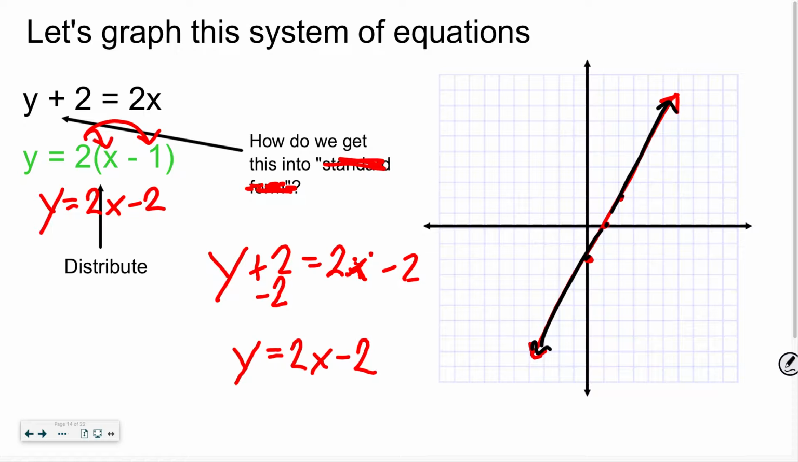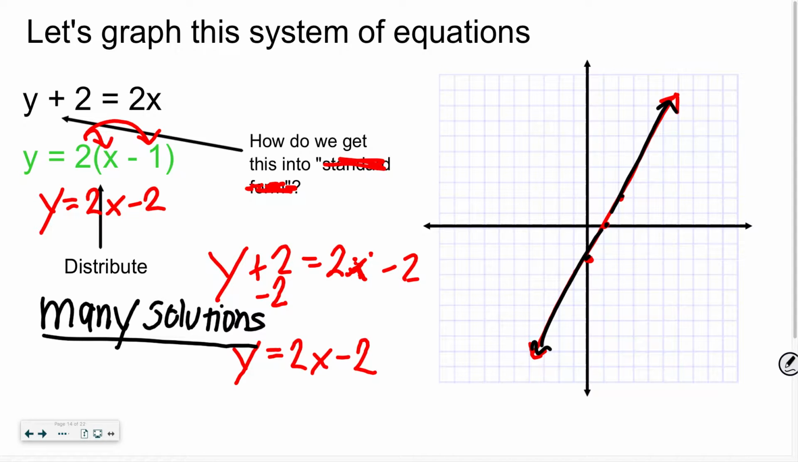Okay, so if there's many solutions to a system, what do the equations have to look like? What do the slopes have to be? Yeah, they have to be the same. So the same slope. And what about the y-intercept?